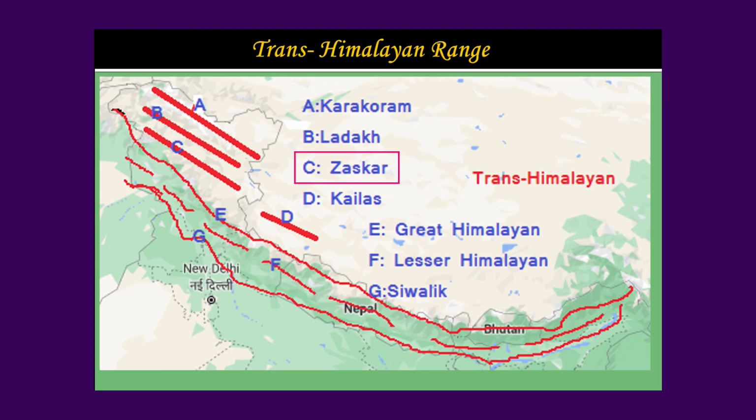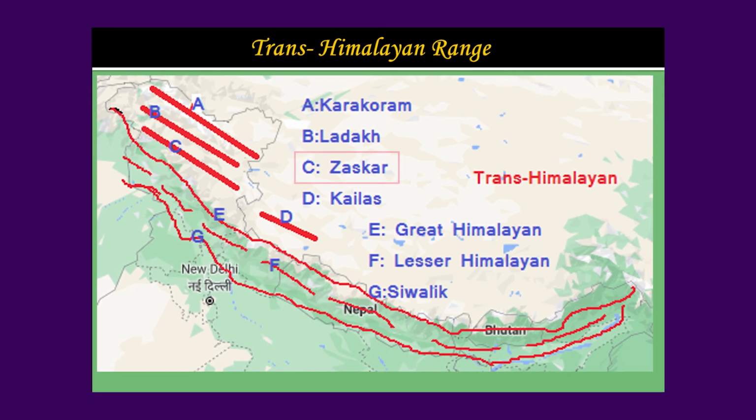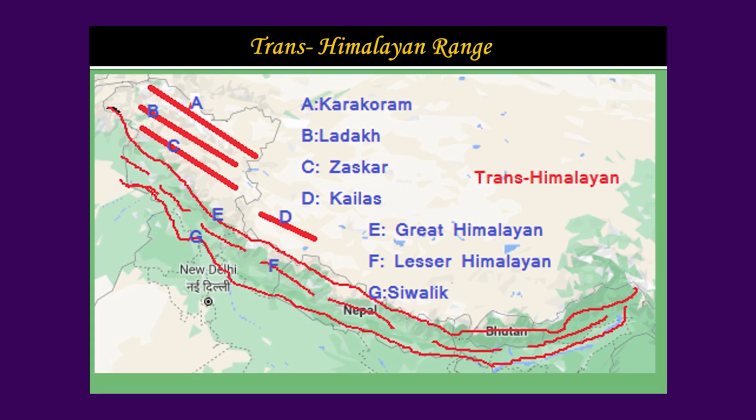Next range is the Zaskar range. The Zaskar range of Trans-Himalayas is located in Indian Ladakh. The average height of the Zaskar range is about 6,000 meters. This range splits up Zaskar from Ladakh. Nanga Parbat is in the Zaskar range.